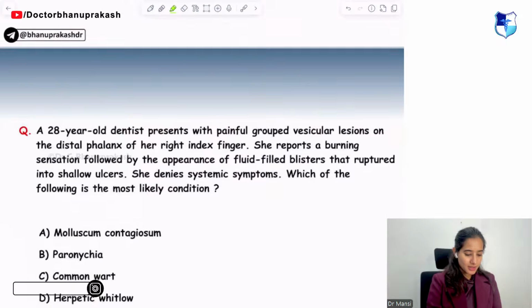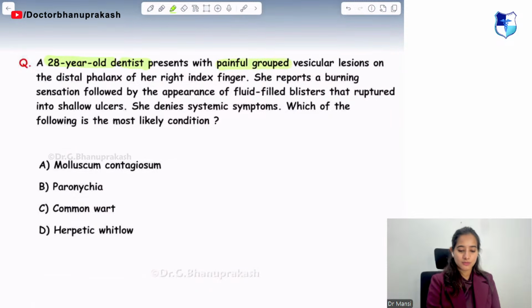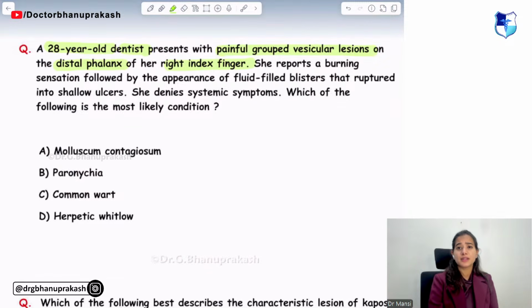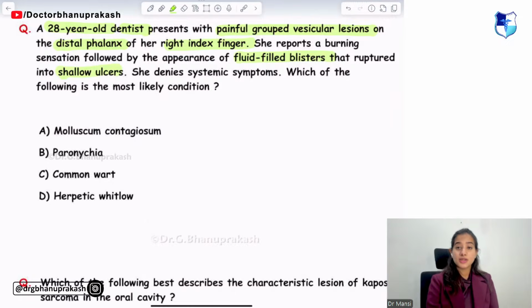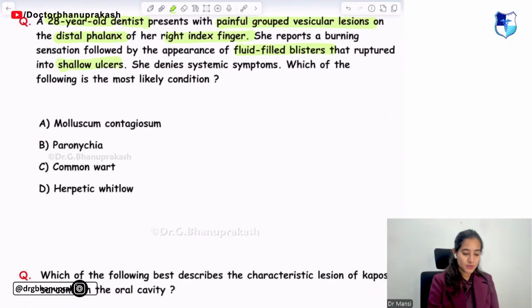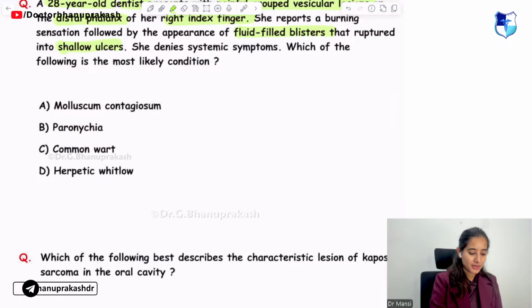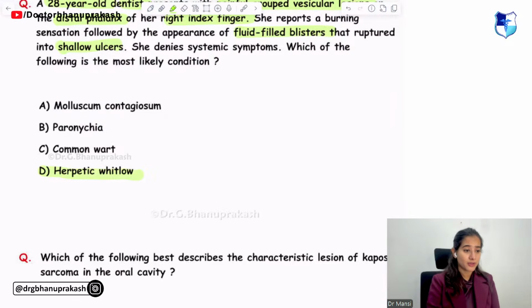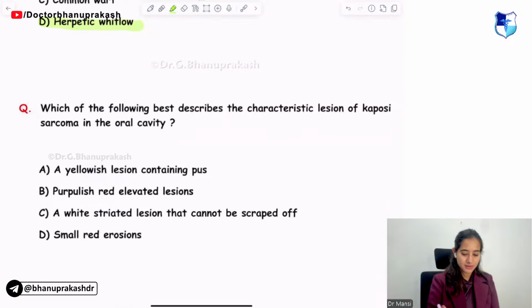Then we have a 20-year-old dentist who presented with painful grouped vesicular lesions on the distal phalanx of her right index finger. She reports a burning sensation followed by the appearance of fluid filled blisters that ruptured into shallow ulcers. She denies any systemic symptoms. Which of the following is the most likely condition? Very commonly asked, and you study it in your microbiology: herpetic whitlow. Everyone is already giving the right answers.